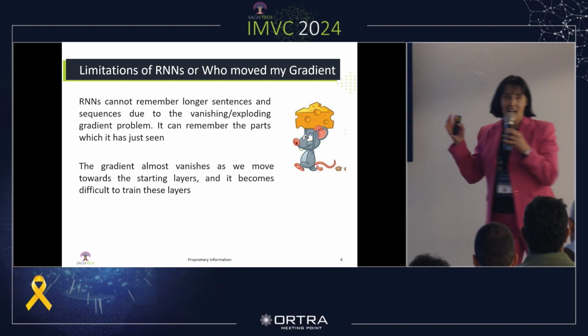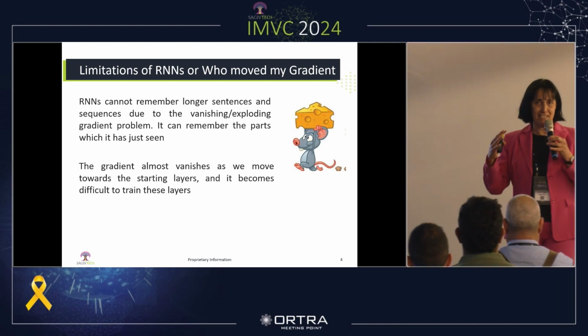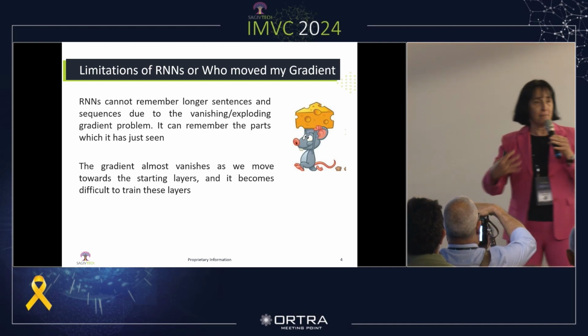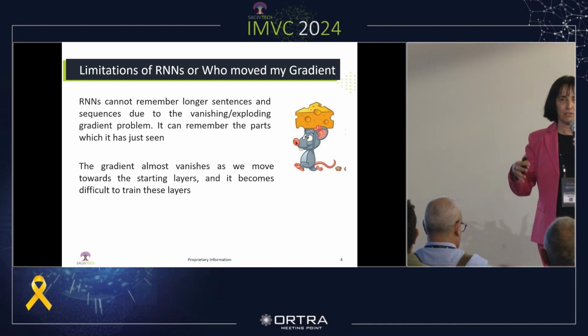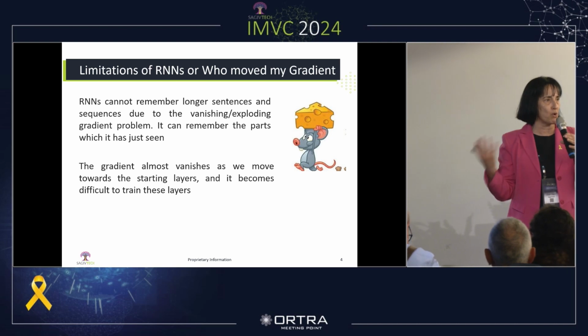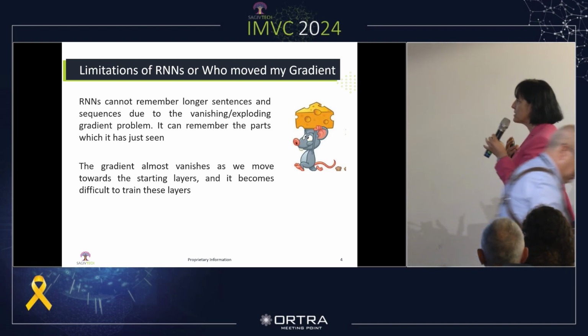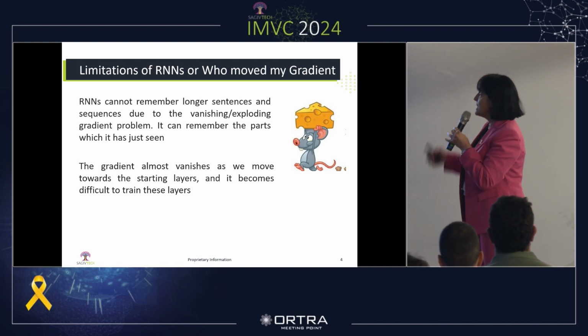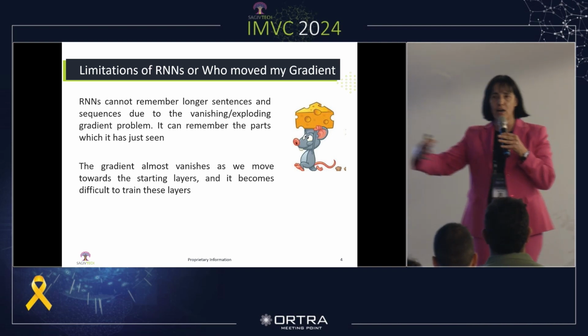Now, context should be as wide as possible. And the LLM tools available today have a very, very broad context. But again, 10 years ago, one of the limitations of RNNs was that they couldn't have a very large context.